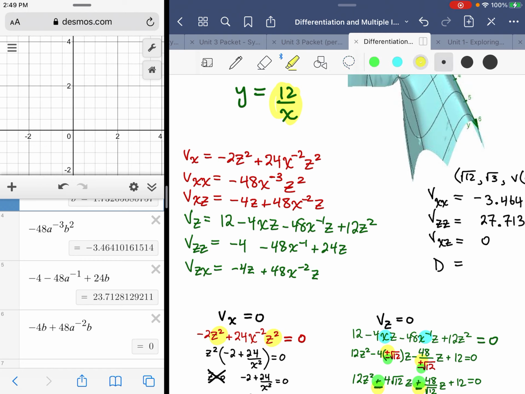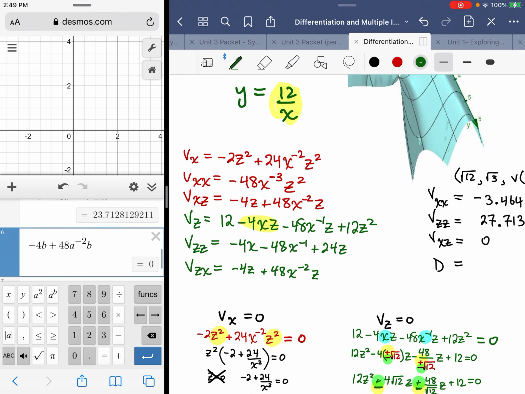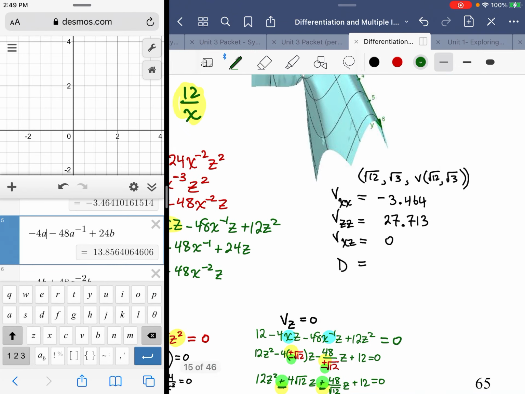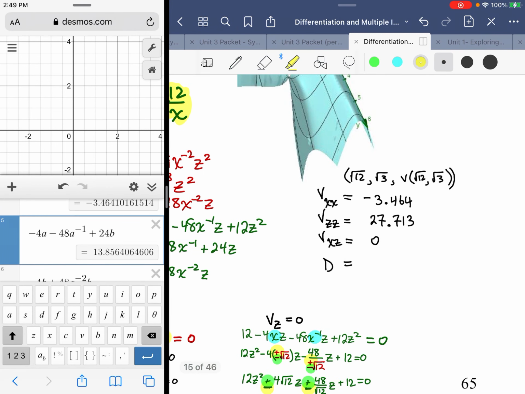The derivative, I guarantee somebody was screaming at the screen. So taking the derivative of this with respect to z should have been negative 4x. All right, that's going to make things better. This should be a wrong one. Yeah, it looked a little big. It's like, where'd that number come from?